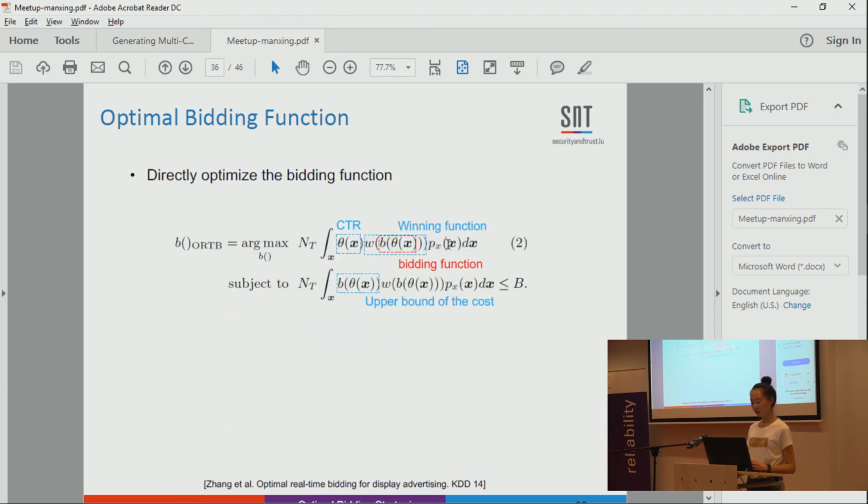First we receive a bid request, which we represent as x. Then we use a CTR model, theta x, and we use that CTR to calculate the bid price. Once we have the bid price, we need to calculate the winning probability. Here, NT is the number of auctions. In this way, we can directly optimize the bidding function. We are not trying to optimize any parameter here; the thing we want to optimize is the bidding function itself.